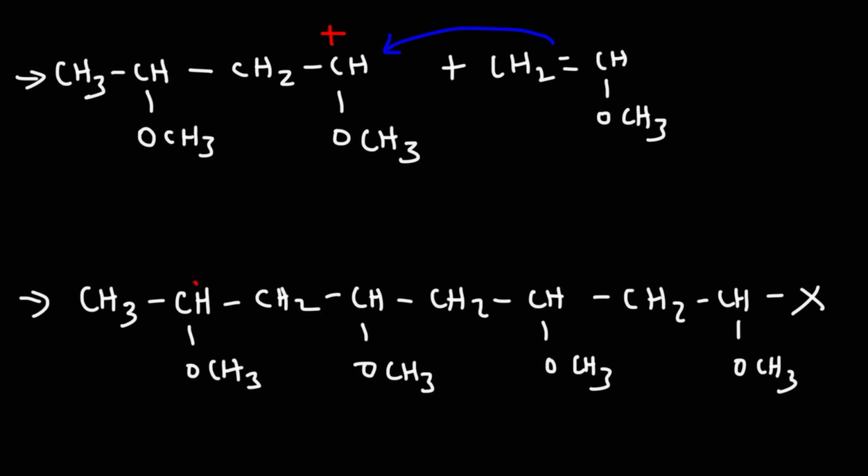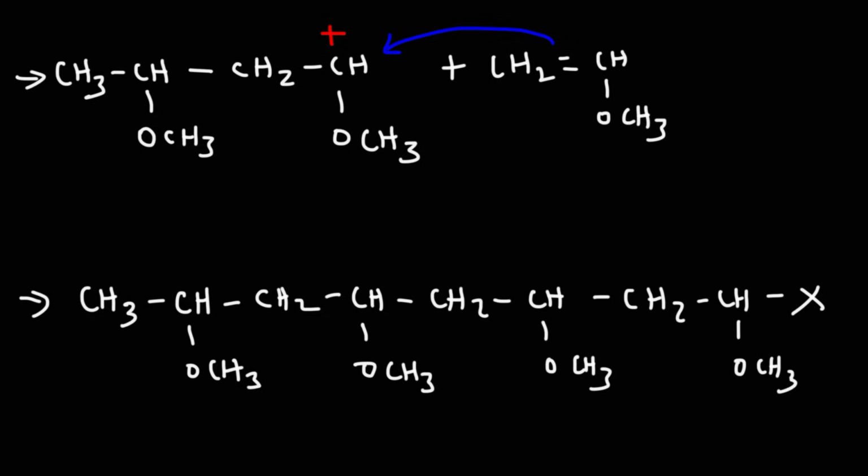Notice that we always have a CH, we always have a CH2, and we always have an OCH3. What we don't have is the beginning part of the molecule, CH3, it's not there in the repeating unit. And the ending, it's not there as well.